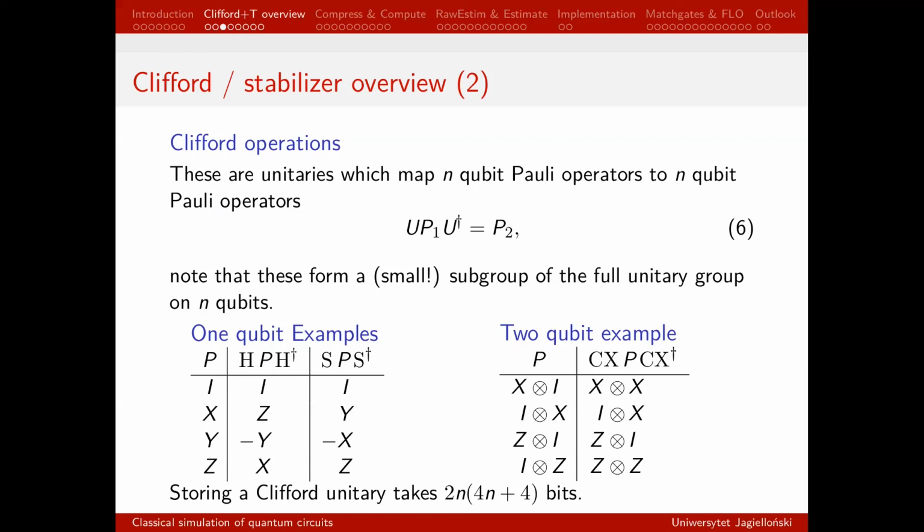Yep. So this is in contrast to a general unitary, which would require an exponential amount of space to store, because an n-qubit unitary is 2^n by 2^n. These are polynomial, so it's quite a start. This is a very, very small subgroup.